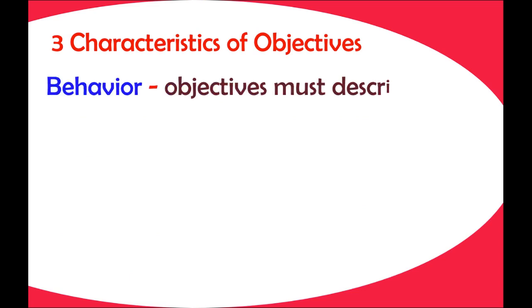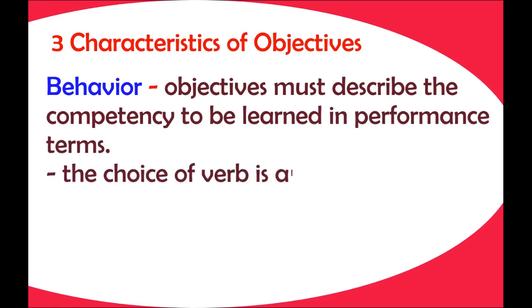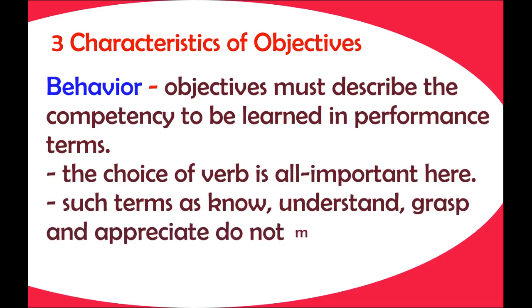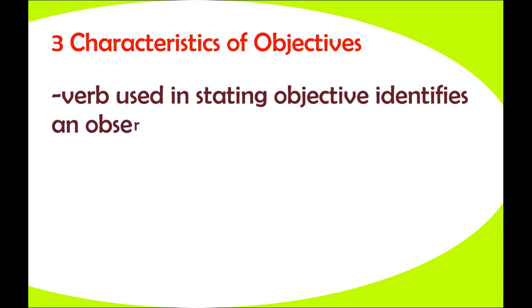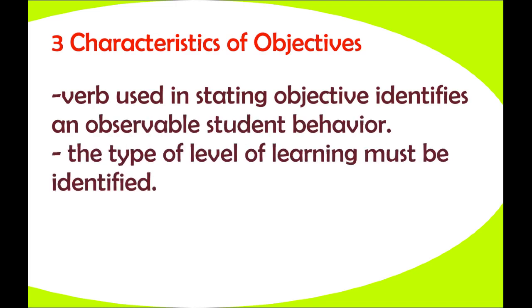Objectives must describe the competency to be learned in performance terms. The choice of verb is all important here. Such terms as know, understand, grasp, and appreciate do not meet this requirement. The verb used in stating an objective identifies an observable student behavior. The type or level of learning must be identified.